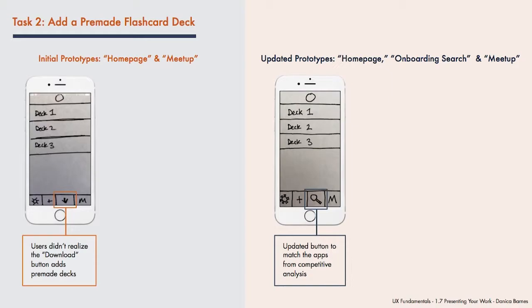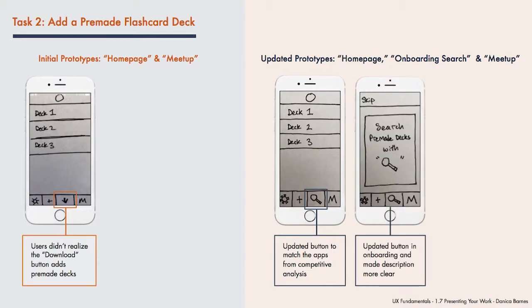And so then also we updated the onboarding screen just to add in the words pre-made decks in there. Those words were absent from that screen initially, and we thought adding that in would remind users that yes, the magnifying glass is where you access those decks that already exist. So just clarifying the onboarding screen.